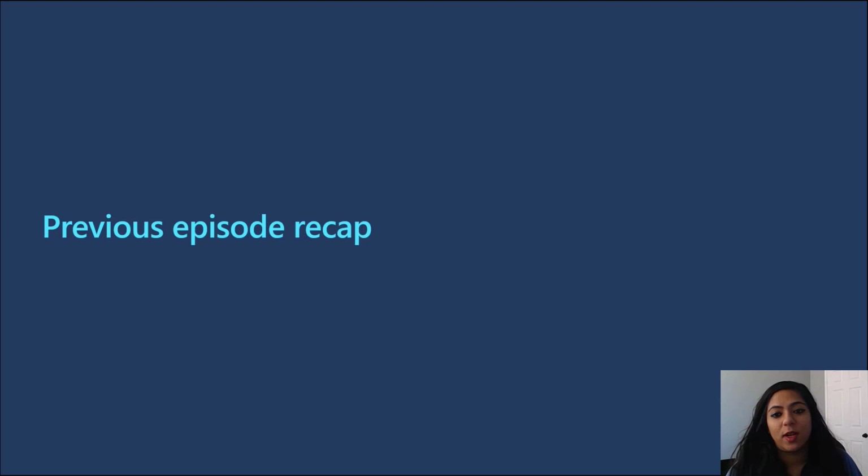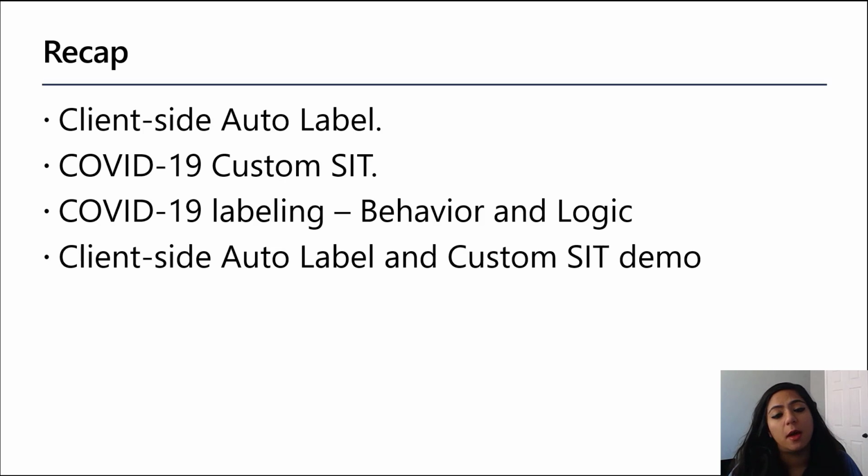So, let's go ahead and jump into the recap of last episode. First of all, we went through the background of what is client-side auto-labeling, and then we went through the steps of what is required in our custom sensitive information type for our COVID scenario in our test environment. And then we walked through the different ways that our behavior and logic need to behave, how we want our environment to actually interact. And then, of course, we had our awesome demo that walked through how that would behave in your environment and then the custom information type as well.